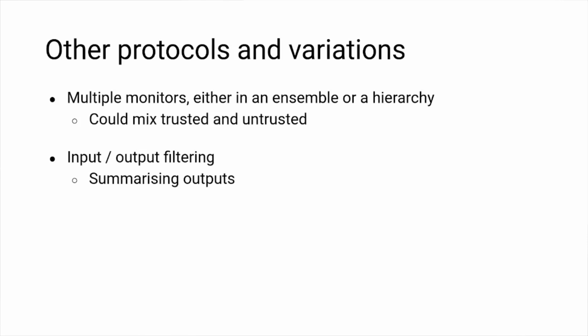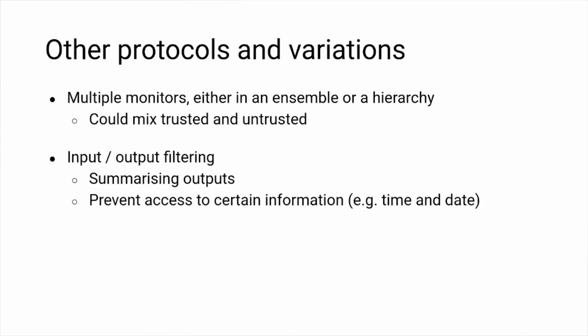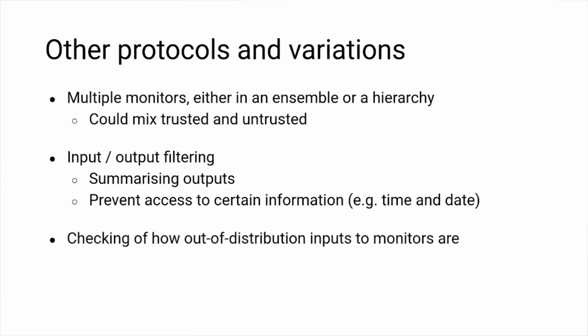So maybe you summarize the outputs of the model to stop it doing steganography or to get rid of subtle things it's trying that are not actually required for the task. You could prevent it having access to certain information, so blind it to the time and date, blind it to how long it's been used for, how many previous outputs it's given, this sort of stuff. You can also check how out of distribution your inputs to your monitor are.